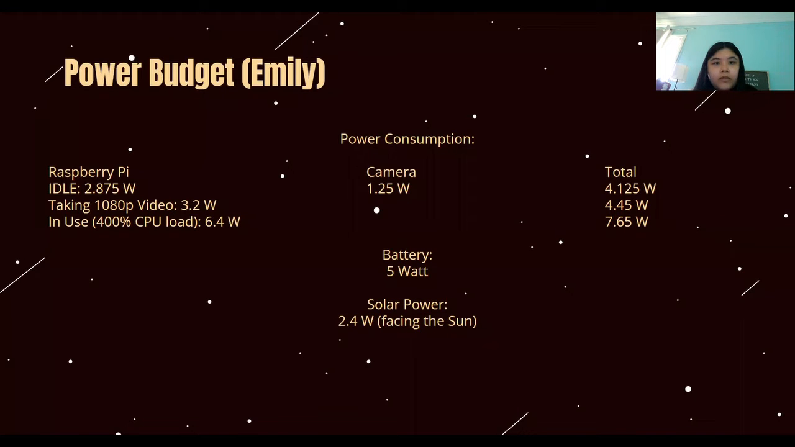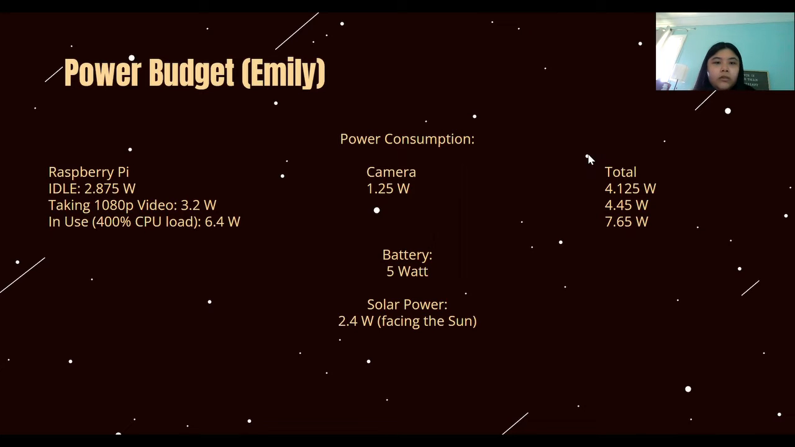For the power budget, we figured out that the Pi, when idle, meaning that it's not running any code or being actively used, takes 2.875 watts. When it's streaming 1080p video, it uses 3.2 watts. We're not taking videos for our own demo, but it gives us a baseline on the estimated amount of power it will take to take an actual picture, since a video is just a bunch of pictures put together.